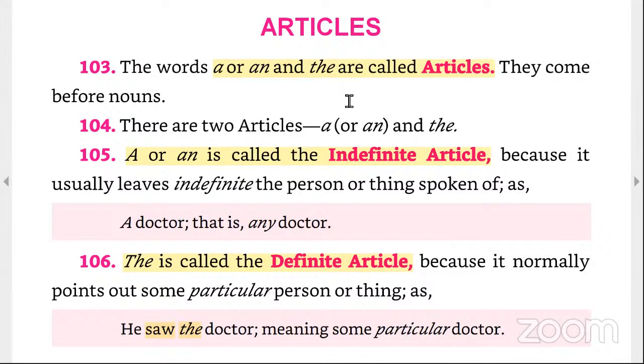A or an fall into one category. They are called indefinite articles. Why do we call them indefinite articles? Before we get into that, let's understand what an article is. An article is a kind of determiner that talks about singularity or specificity.